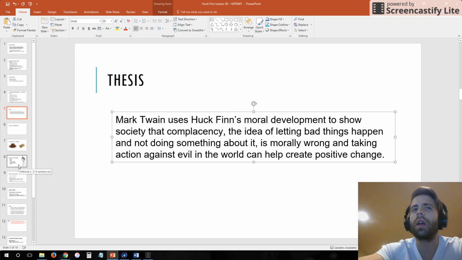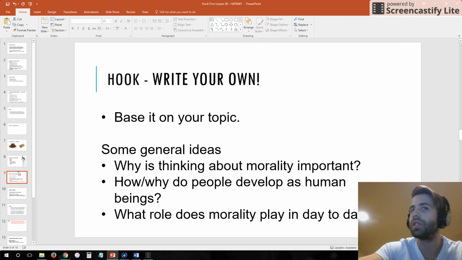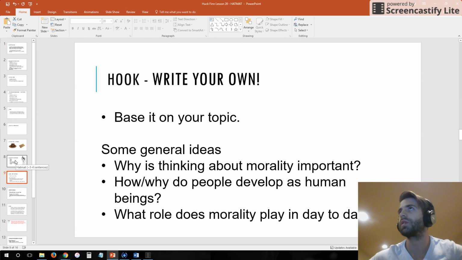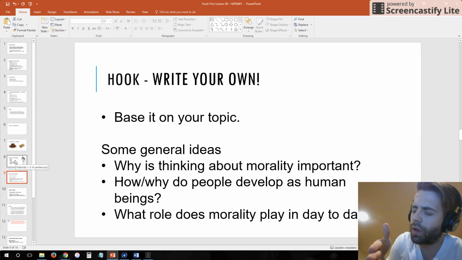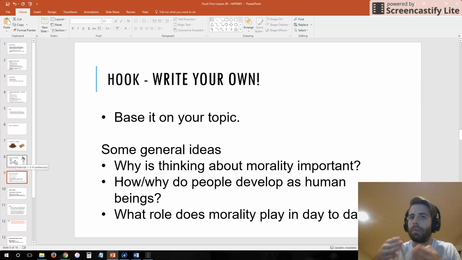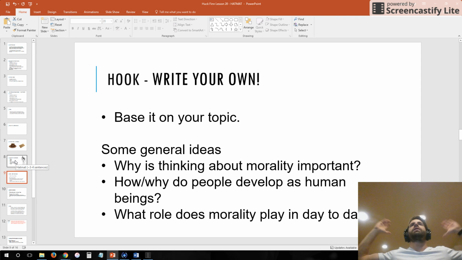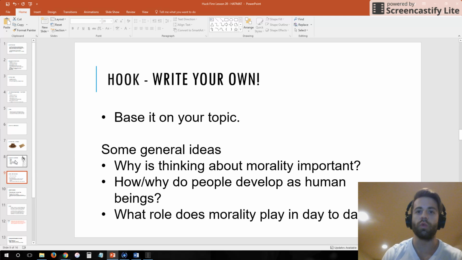So the hook that I want to go with: hooks are generalizations about topics. They're a broad aspect of your idea. Before I get down to that really specific idea of Huck's development causing people to think about complacency, I want to step back and think, okay, what is morality in general? What does it mean to be a good person? What does it mean to stand up for what is right?